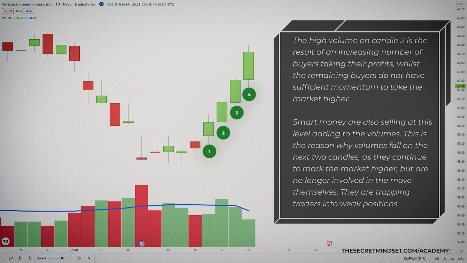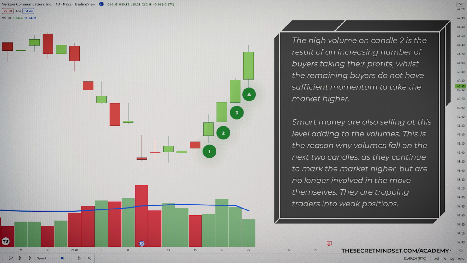The high volume is as a result of an increasing number of buyers closing out their positions and taking their profits, while the remaining buyers don't have sufficient momentum to take the market higher. Smart money are also selling at this level, adding to the volumes. This is the reason why volumes fall on the next two candles, as they continue to mark the market higher, but are no longer involved in the move themselves. They are trapping traders into weak positions.